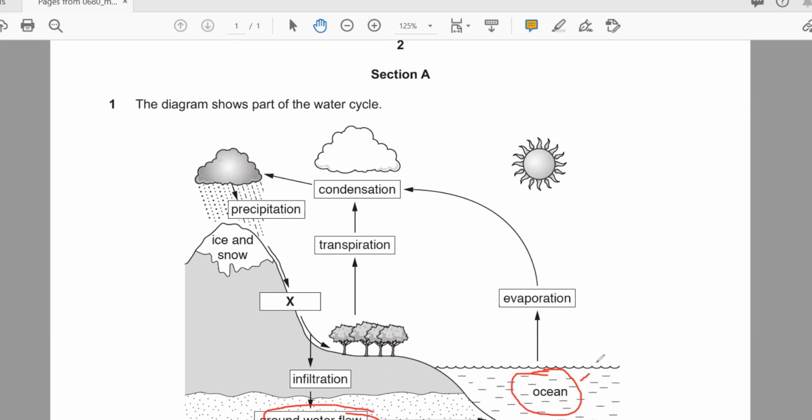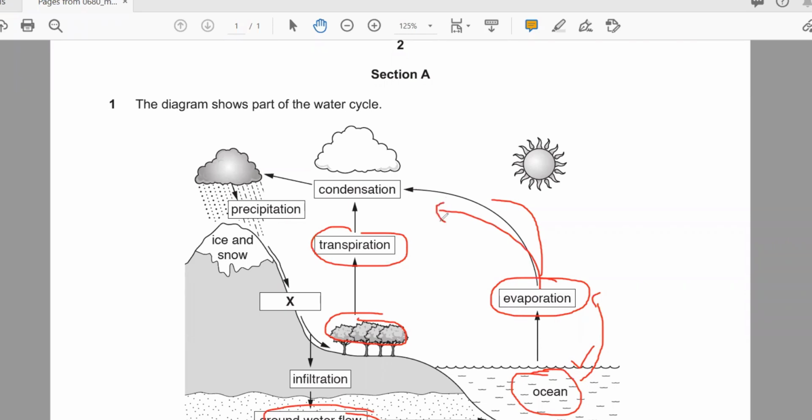Cycle means first evaporation will start. Evaporation means the turning of liquid water into vapors without boiling, and it rises up. Evaporation happens in oceans. It also happens in rivers, lakes, other water reservoirs, dams, everywhere. But when the evaporation happens in the plants, from their leaves the water goes out, so that's known as transpiration.